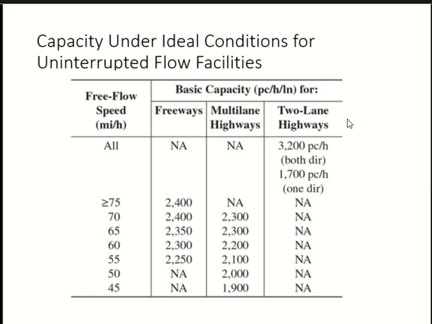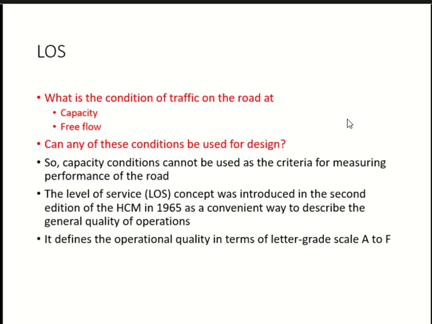So passenger cars is why they are calling it ideal conditions. This is capacity under ideal condition. Ideal condition means all of them are passenger cars. It's ideal, right? Doesn't happen. All vehicles cannot be passenger cars, and they cannot be pedestrian cars as well. Level of service. LOS means level of service. I have used this term earlier in the travel time topic as well.